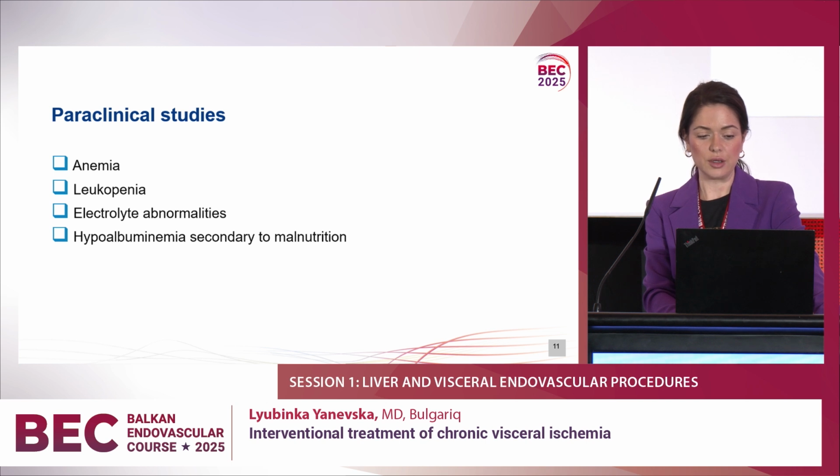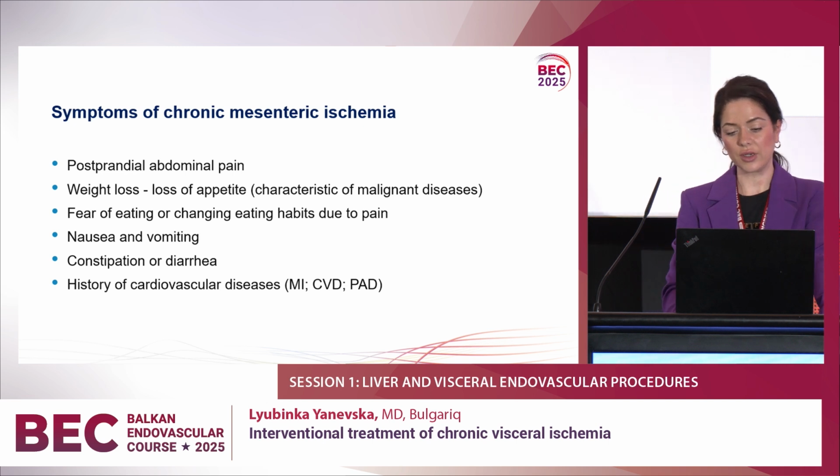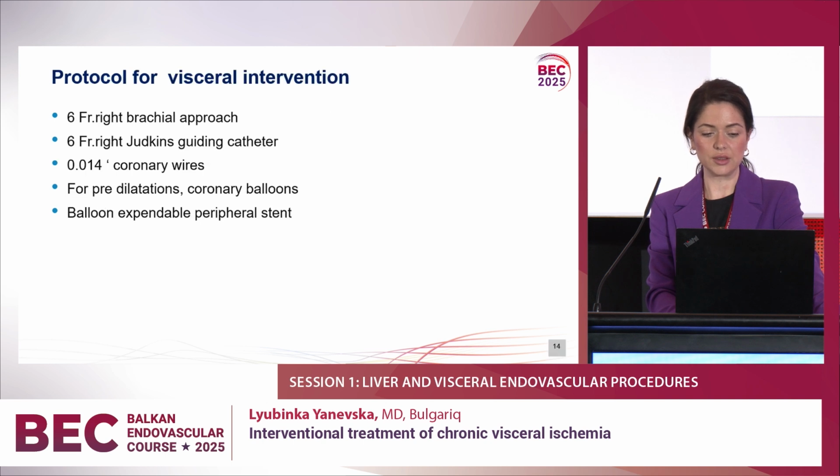Paraclinical studies: anemia, leukopenia, electrolyte abnormalities, and hypoalbuminemia. Symptoms of chronic mesenteric ischemia: postprandial abdominal pain, weight loss, loss of appetite, fear of eating or changing eating habits due to pain, nausea and vomiting, constipation or diarrhea, and history of cardiovascular disease. Treatments are endovascular treatment and stent implantation, intraarterial fibrinolysis, thrombectomy, bypass surgery, anticoagulant therapy, and antiplatelet therapy.